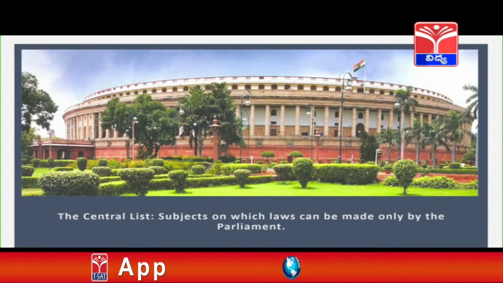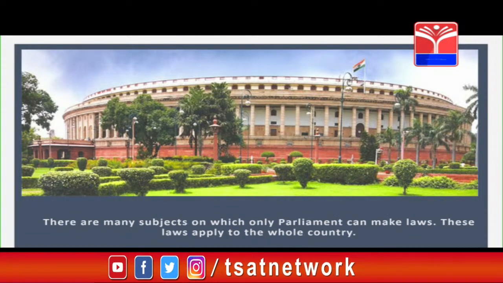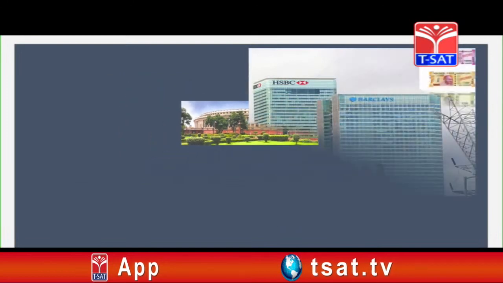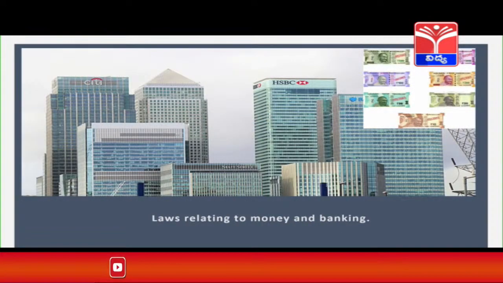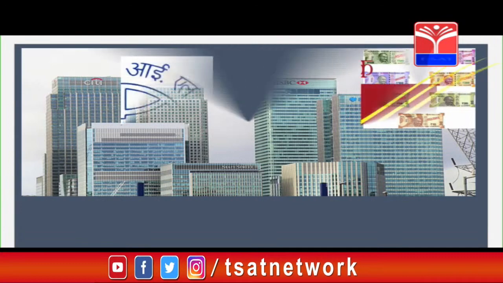Now let us learn about the laws which are made by the Parliament, and that will come under the central list. These comprise the subjects on which the laws can be made only by the Parliament. There are many subjects on which only Parliament can make the laws, and these laws will apply to the whole country. For example, our country has a common currency, that is the rupee. So any law relating to money and banking can only be made by Parliament.